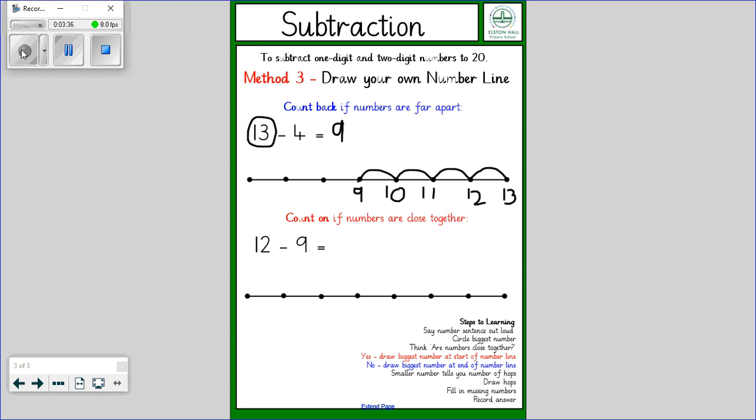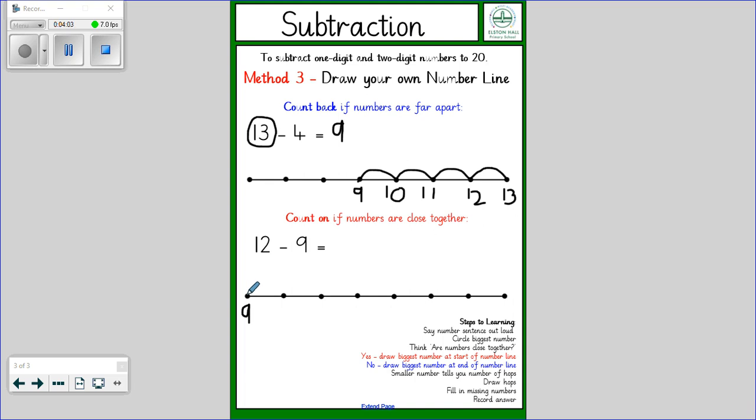If the numbers are close together and would result in you drawing lots of hops, we instead start at the beginning of the number line with our smallest number. Again, we are going to say the number sentence out loud. 12 take away 9 equals. Then we are going to write the smallest number in this number sentence at the start. In this case, that would be 9. So we write in the number 9, and we draw hops counting on until we reach the number 12.